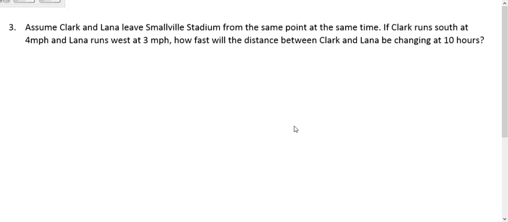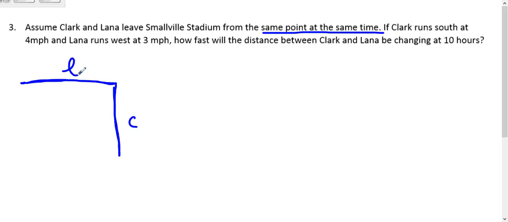Okay, so this problem is a little bit different than ones we've looked at before. So let's walk through and see what's important. The problem says, assume Clark and Lana leave Smallville Stadium from the same point at the same time. If Clark runs south, so south is down, at 4 miles per hour and Lana runs west at 3 miles per hour, how fast will the distance between Clark and Lana be changing at 10 hours?